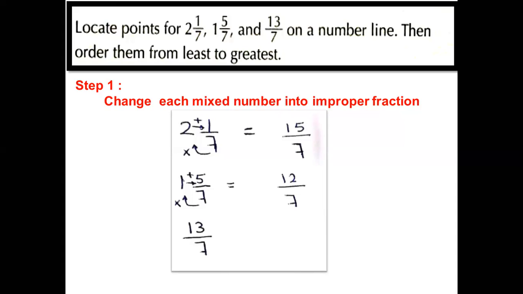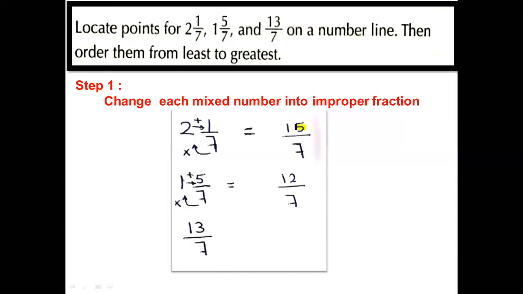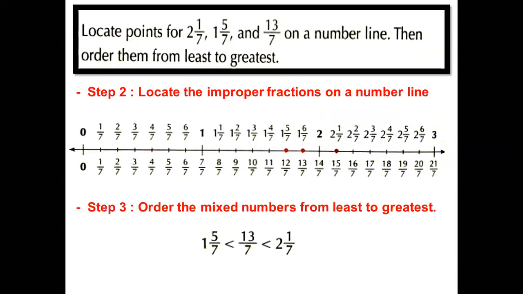If you look at the results here, the numerator is more than the denominator. In this case, it's called an improper fraction, which is a fraction whose numerator is more than the denominator. And 13 over 7 is already written as an improper fraction. Now, I will represent these fractions on the number line. What's the denominator we have? The denominator is 7, so I will divide the area between 0 and 1 into 7 parts.